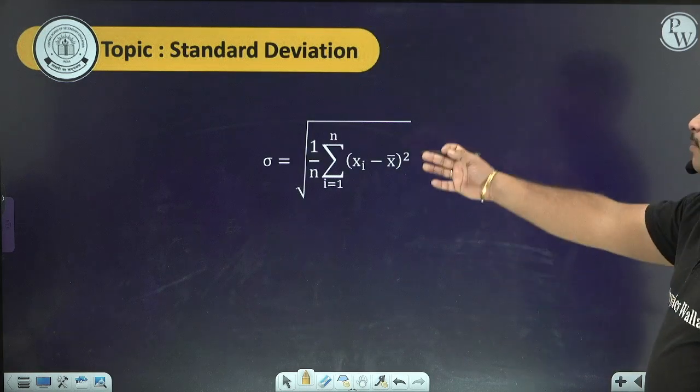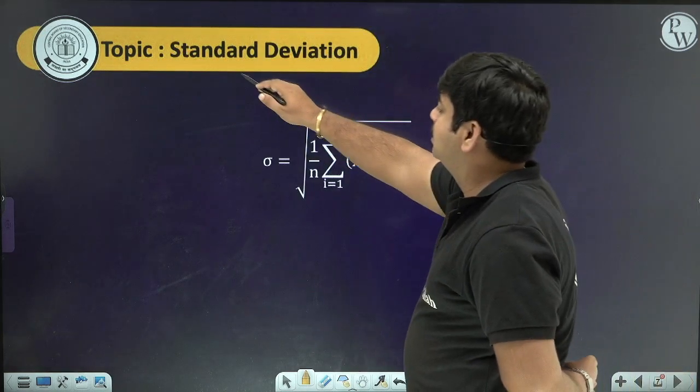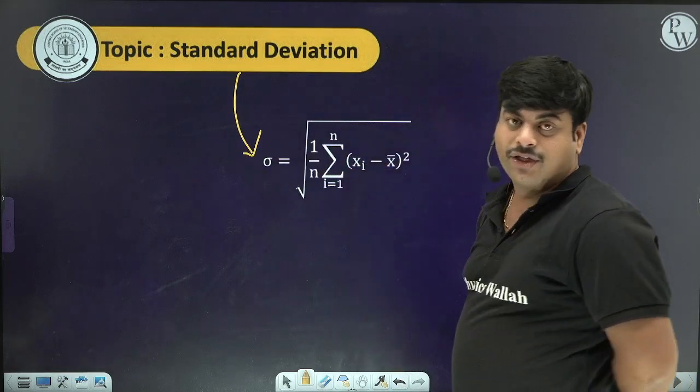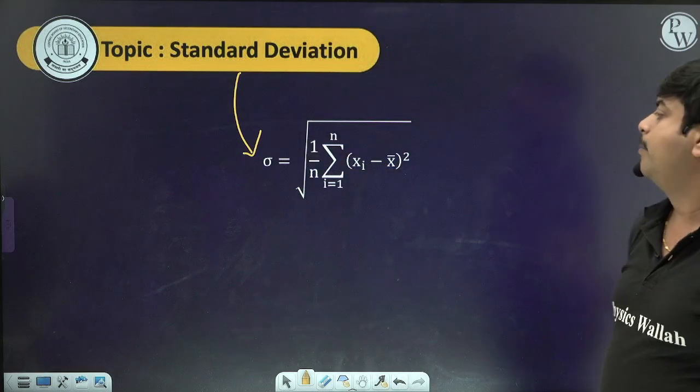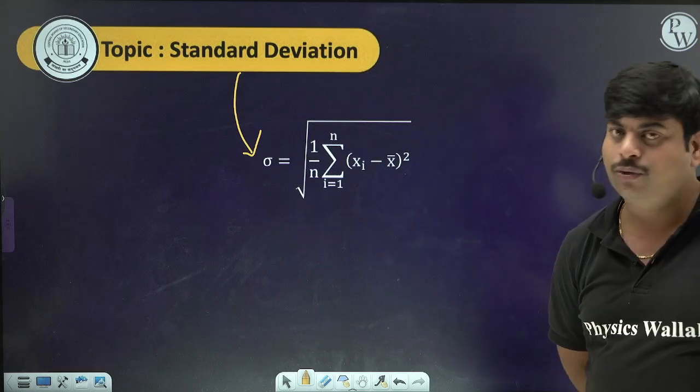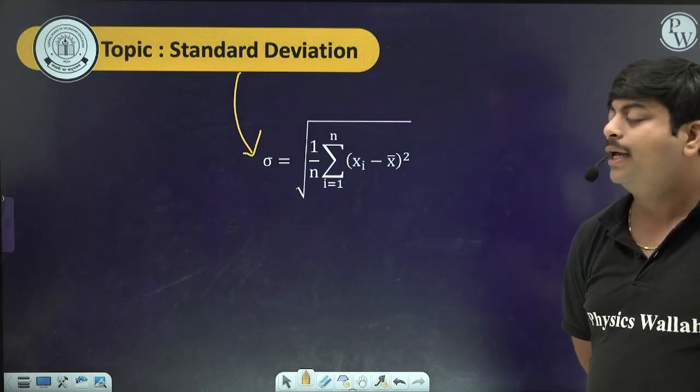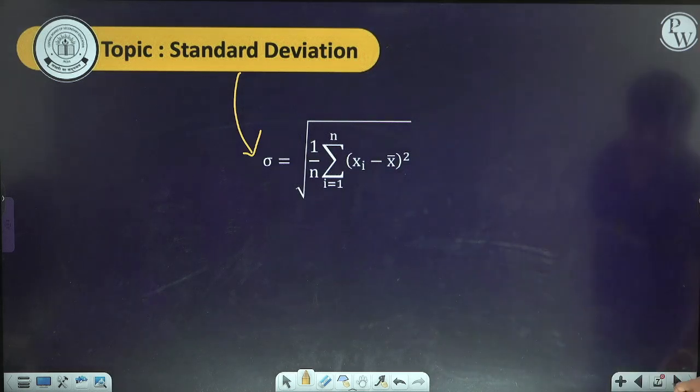So this is the formula for standard deviation. Sigma is equal to the square root of 1 by n into sigma of xi minus x bar whole square. Simple. Let's take one example, then you will understand this better.